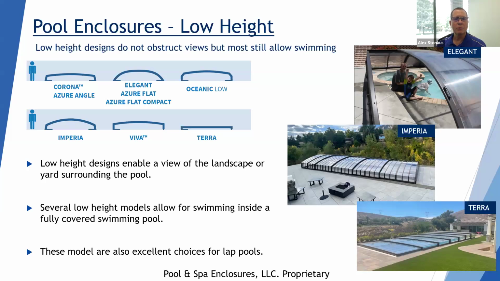With the exception of the Terra model, which you see on the bottom right-hand side, you cannot swim under it. It's just too low. That's for those folks who just want to get in and get all the benefits of the enclosure. Versus the Elegant model, where you see father and son sitting inside by the pool, or over a lap pool you see the Imperial model that can utilize that.